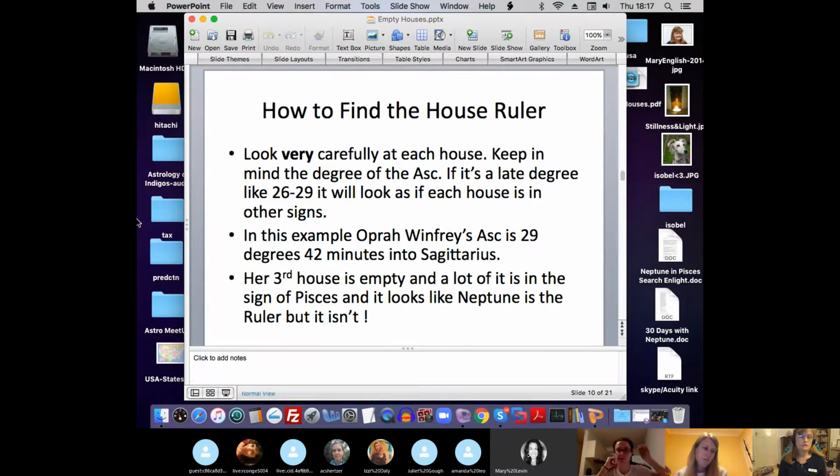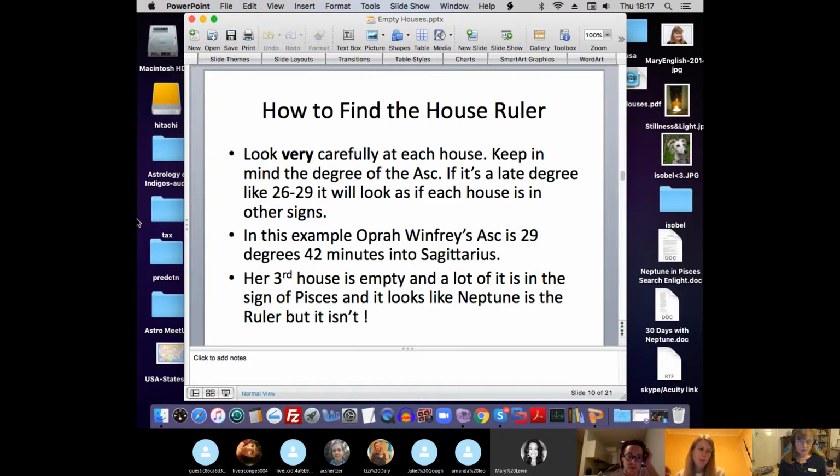And the way we work through a chart is we start at the ascendant, the houses go around counterclockwise 1 to 12. So the ascendant is the beginning of the first house, and it can be any sign of the zodiac depending on what time of day you were born, and it could be any degree from 0 degrees up to a maximum of 30.